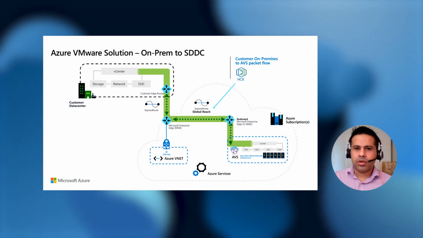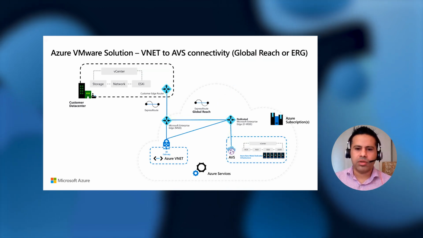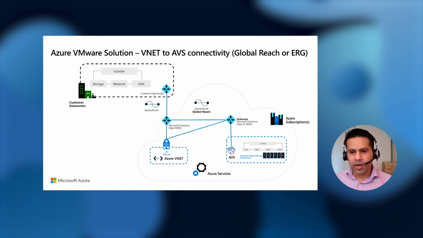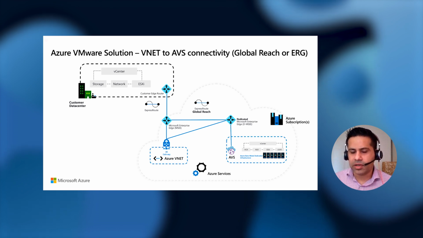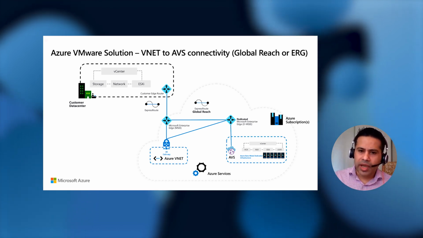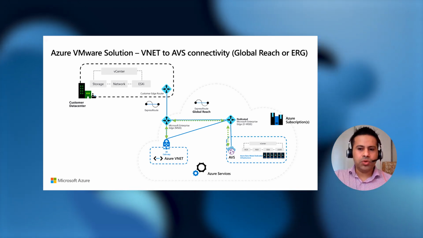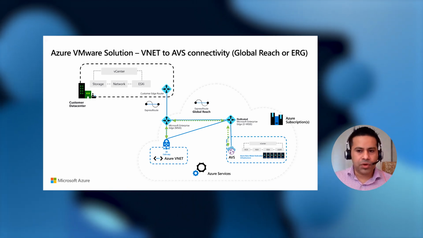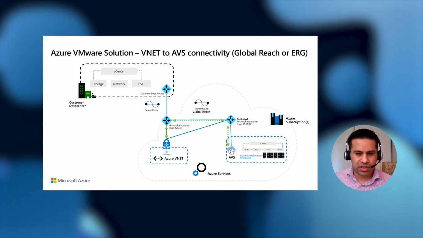So we have talked about connectivity from your on-premises environment to the SDDC, but what if you have workloads in an Azure VNet? You're running in a hybrid environment where you have VMware native workloads in AVS, and you have Azure native workloads, or you're using native Azure services in an Azure VNet. So how do you connect to that? As soon as you enable Global Reach, the connectivity from AVS to all your VNets connected on that ExpressRoute is enabled by default. So you don't really have to do any special configuration to reach your Azure VNets.